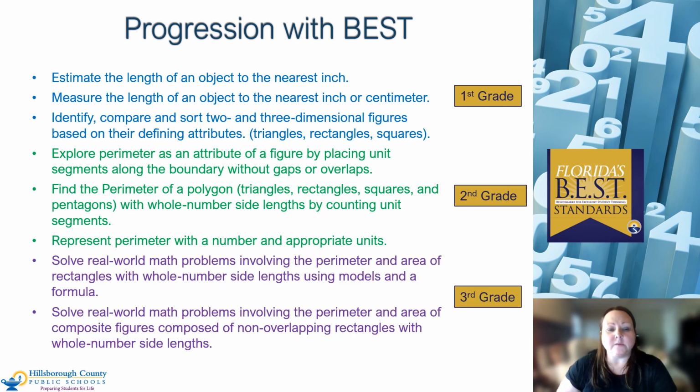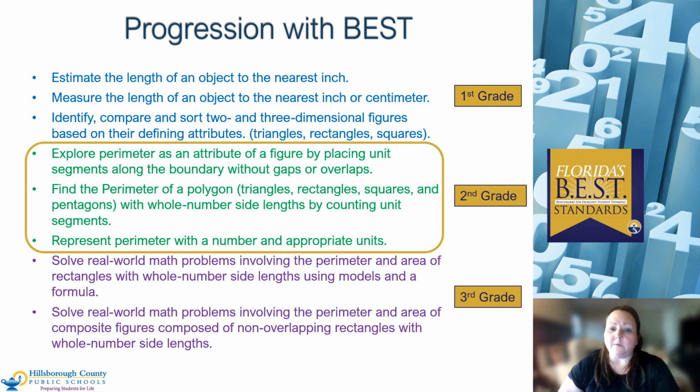In third grade, we're solving real-world math problems involving perimeter and area of rectangles with whole number side lengths using those models that we'll explore in second grade, and also moving to a formula. And we're also solving real-world math problems involving the perimeter and area of composite figures, which are composed of non-overlapping rectangles with whole number side lengths. For this video, we're going to focus on those second grade perimeter benchmarks.